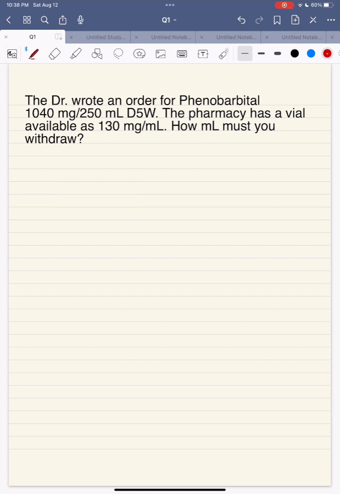Doctor wrote an order for phenobarbital 1040 in 250 D5. To repeat again, the pharmacy has a vial available as 130 milligrams per milliliter. Let's do this as a ratio proportion first, and then we'll do dimensional analysis second. So first you're going to write down 130 milligrams over 1 ml. That's the given. Always write down the concentration that you're given first.